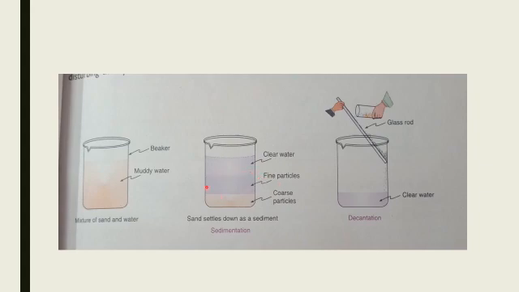And after settling down, we have to pour this water through this glass rod into another container. What will happen? The sand or the mud will be left behind in this beaker, and pure water will be poured into this container. In this beaker, the process of sedimentation is taking place, and here in this picture the process of decantation is taking place. By the process of sedimentation and decantation, the components of the mixture have been separated.